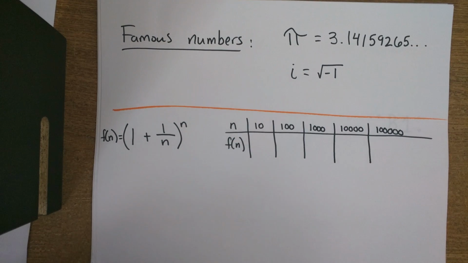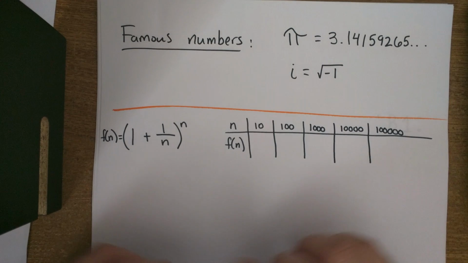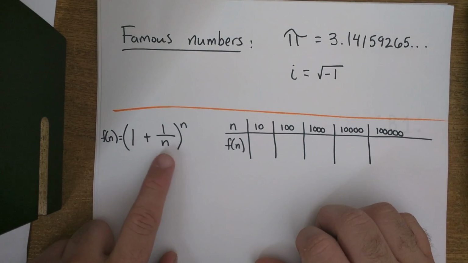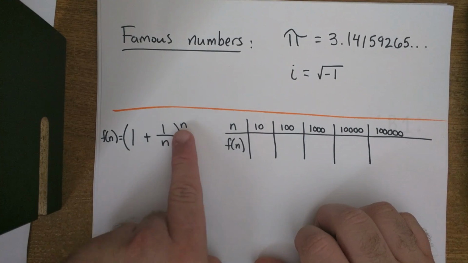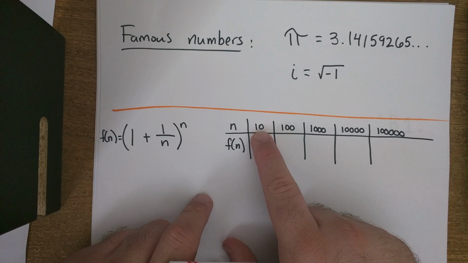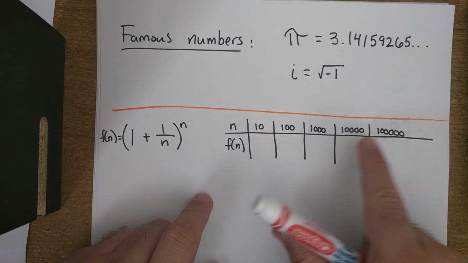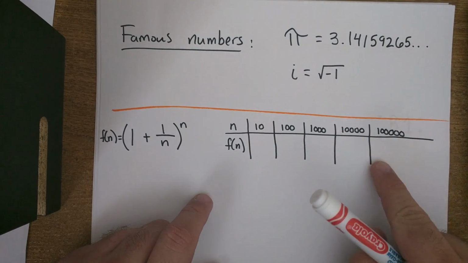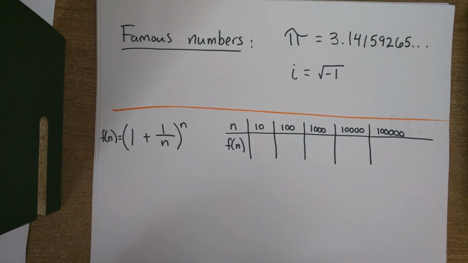There's another famous number, however, that if you take Algebra 2, you absolutely have to learn about. And I'm going to show you how that number comes about. So here we have f of n equals (1 plus 1 over n) raised to the power of n. What we're going to do is plug in 10, 100, 1,000. You can kind of see the pattern. This is going to be our input, and we're going to see what our outputs are. And you're going to see a pattern form from this.